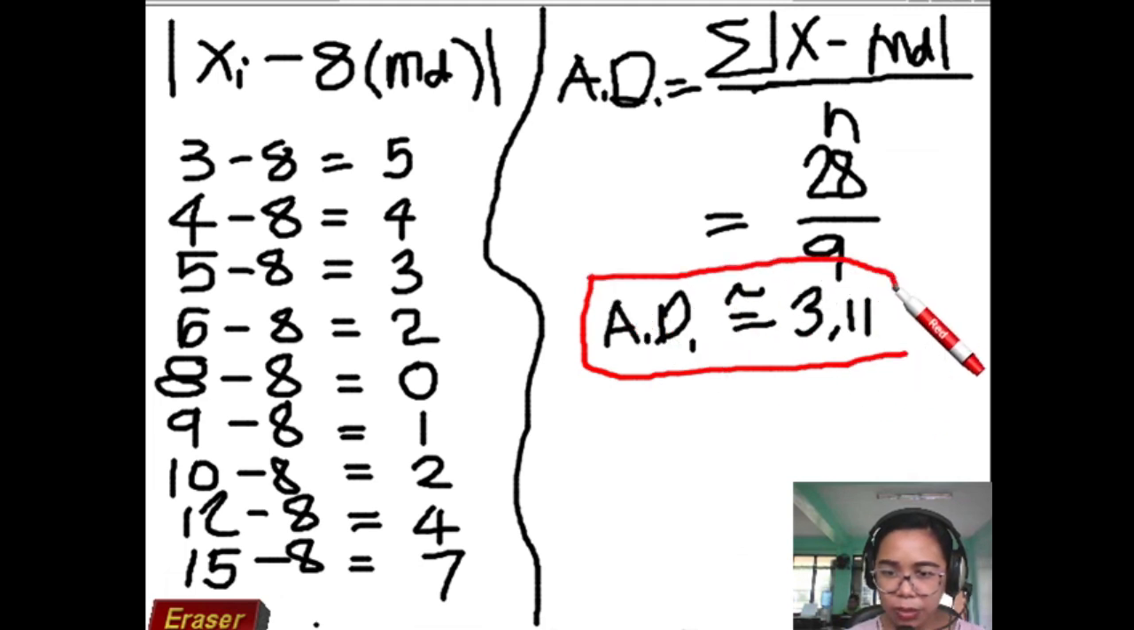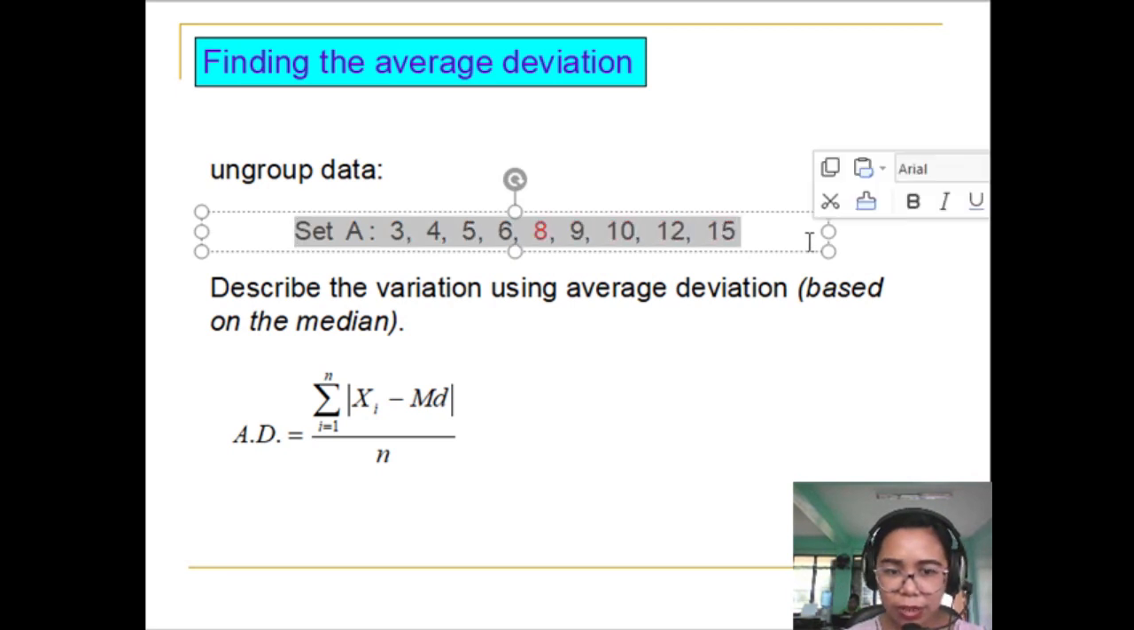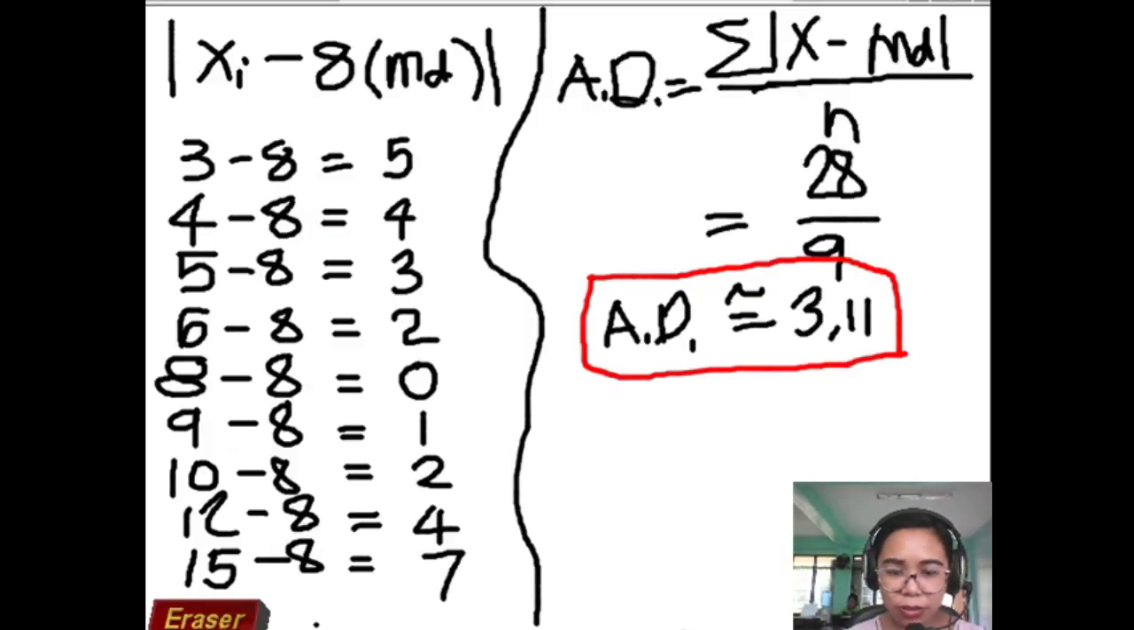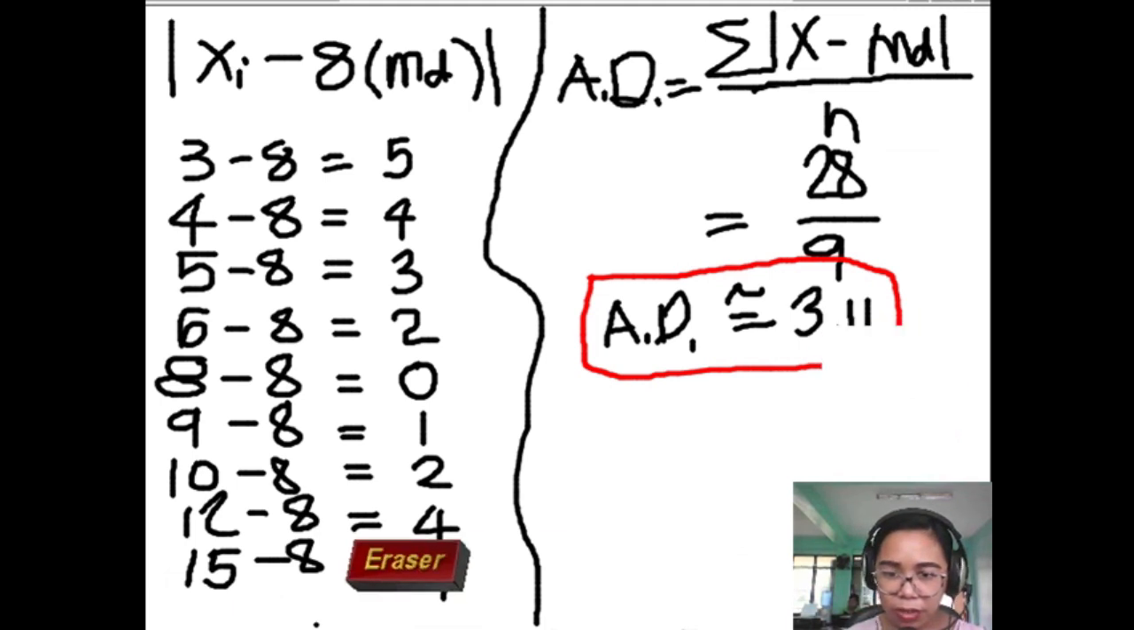Okay, so how do we interpret it? We go back to our original data set. So we say that the variation of set A is about 3.11. This is 3.11 using the average deviation based from the median.